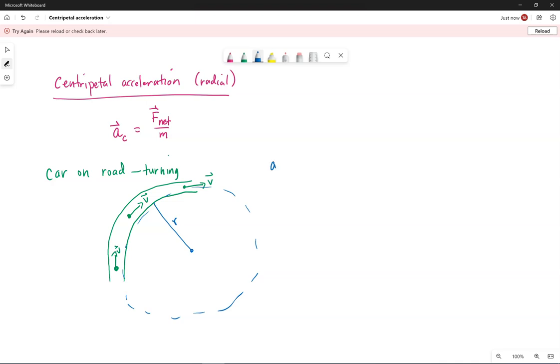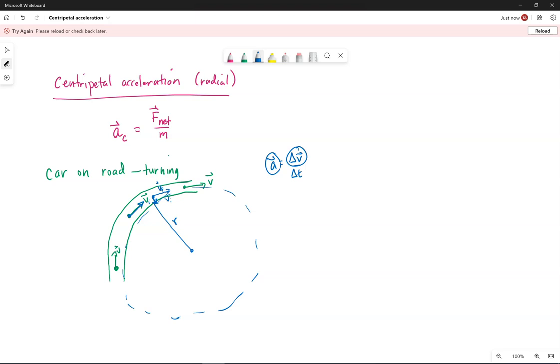If you remember, average acceleration is a change in velocity in some period of time. If we think about an initial velocity right here, and then its next velocity is right here, v final minus v initial gives us a delta v that points inwards. The direction of the delta v is the direction of the acceleration. This is why we always get this centripetal acceleration pointing towards the center of the circle.